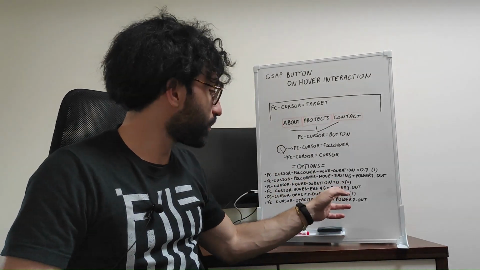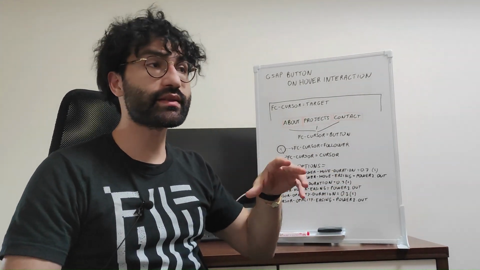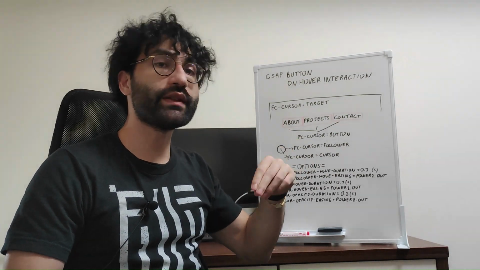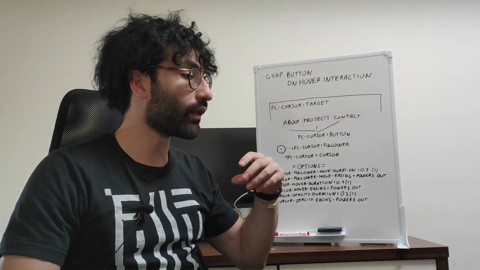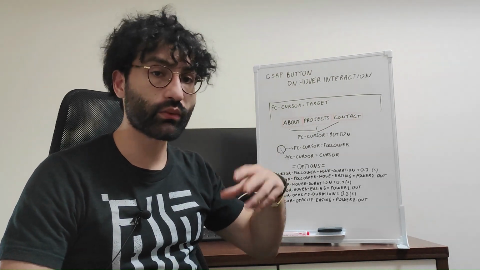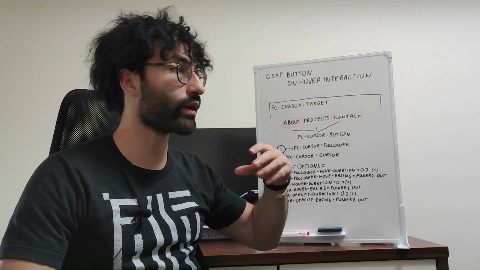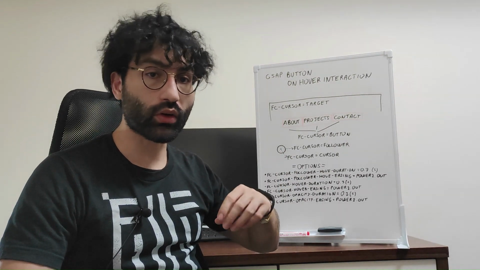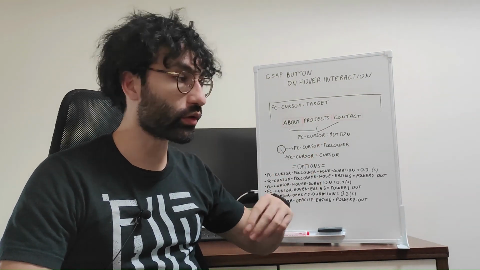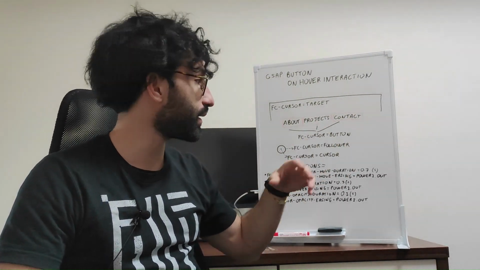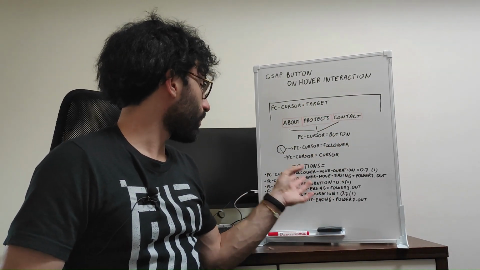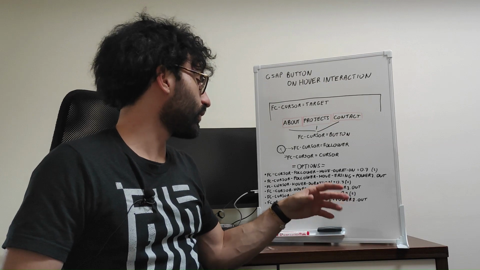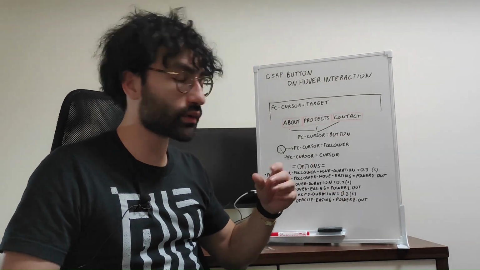Then we have the FC cursor opacity duration option. The default value is 0.2 seconds, and this is just the duration of the fade in or fade out animation that is applied to the custom cursor when, for example, hovering a button or hovering out of a button or moving inside the target element. And we also have the FC cursor opacity easing option with a default value of power 2 out.